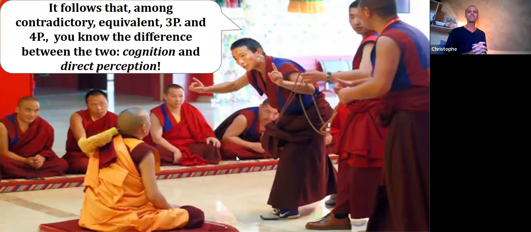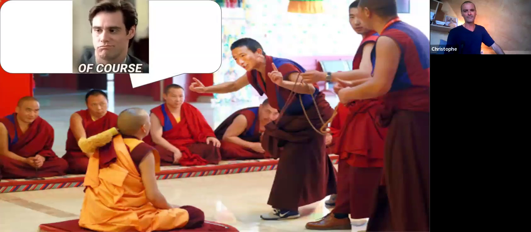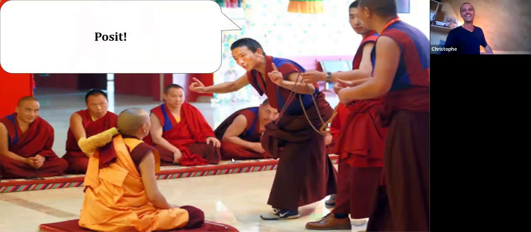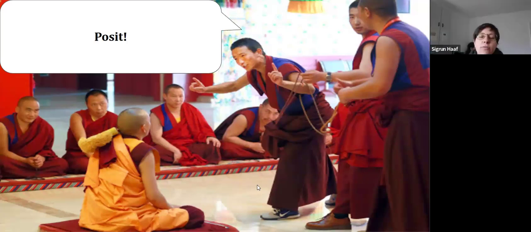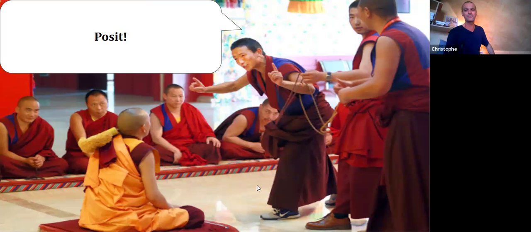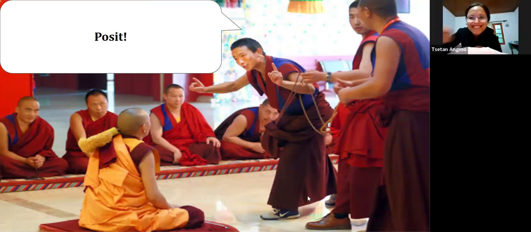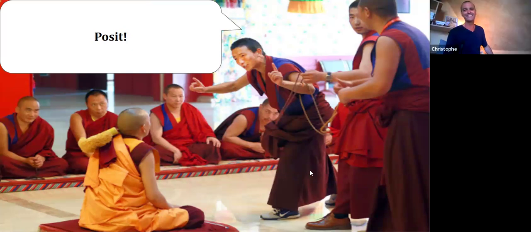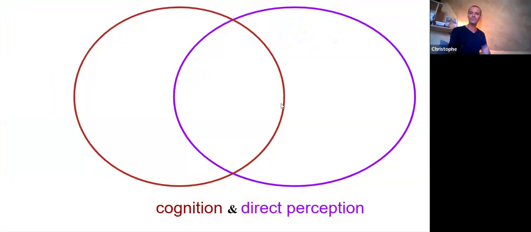Okay, it follows that among contradictory, equivalent, 3P and 4P, you know the difference between the two, cognition and direct perception. 3P, yes. 3P for Chavila. Who else? Yeah, also 3P. Sigrun, 3P. Okay, so I think the club is very strong on 3P. So it follows you can posit a common base between the two, cognition and direct perception.